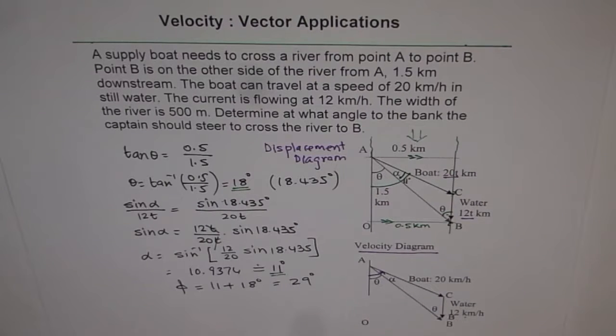So that is how we are going to do it. I hope you appreciate that both velocity and displacement diagrams will actually give us the same result, since they are representing similar triangles, and in similar triangles angles are equal, correct? I hope you loved this solution, and moving further, it will be easy for you to do any question on velocity when we are dealing with vectors.